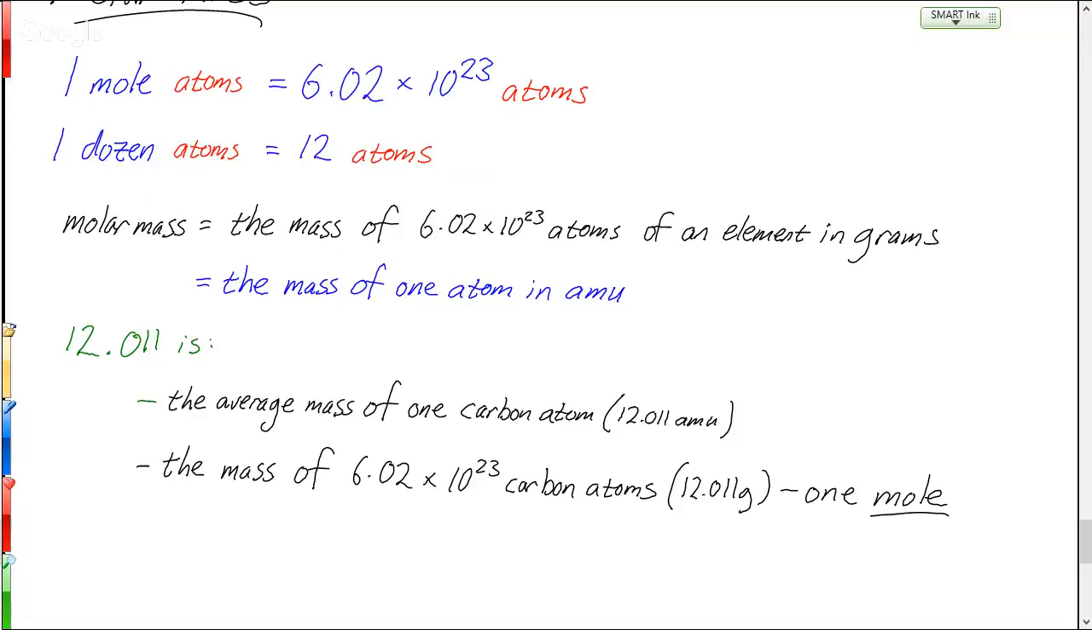Now 12 grams of carbon, that's a reasonable amount. That's about a handful of carbon. So that's an amount that we can deal with, whereas a single carbon atom is not an amount that we can deal with. We can't count individual atoms.